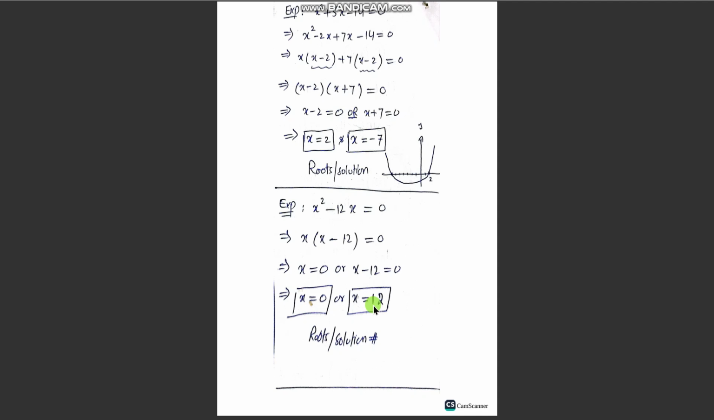The next method, which is completing the square, will be discussed in the next video.